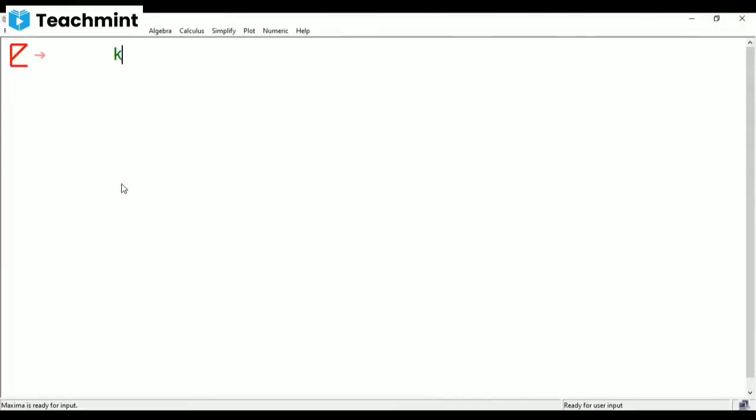As usual, we start with kill(all), and our u was a x square, a into x cap 2 plus 2 into h into x into y plus b into y cap 2. That was our u. Okay. Then we need the derivative of this. And what was our n value? Our n is 2. Okay.